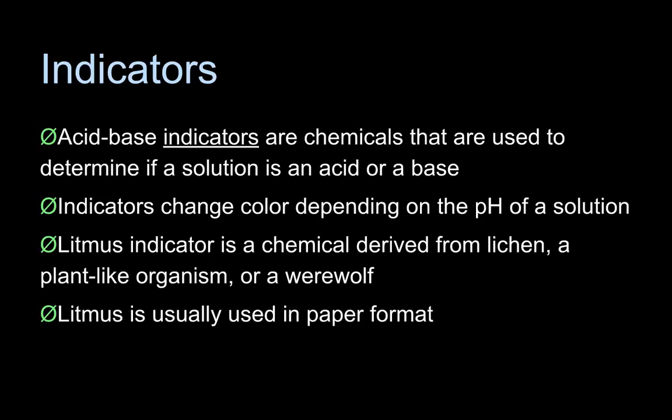And a litmus indicator is a chemical derived from a lichen. So this is a plant. It's a plant-like organism. It's not a werewolf. If you've watched the Underworld movies, they don't get it from werewolves. They come from a plant-like organism. And litmus is usually in paper format. So that's what we're talking about, litmus paper. They are just turning red for acid, blue for base.